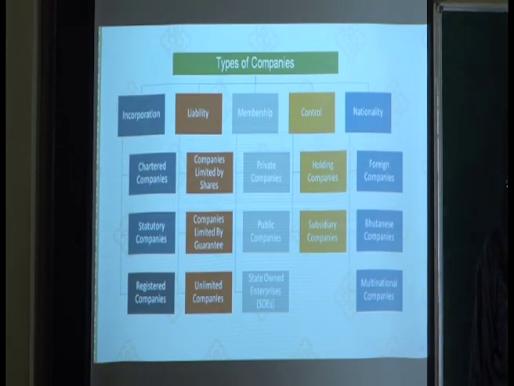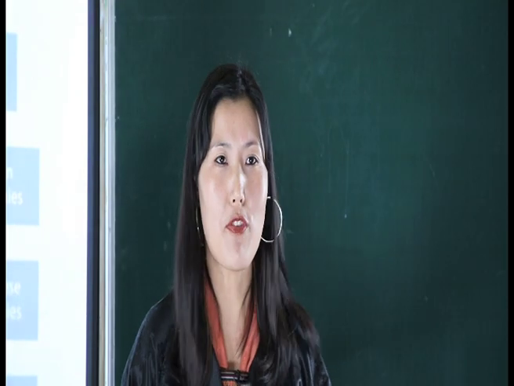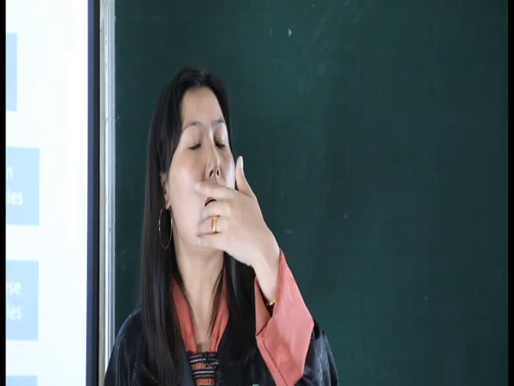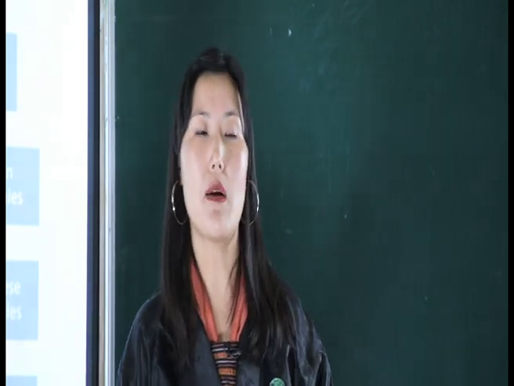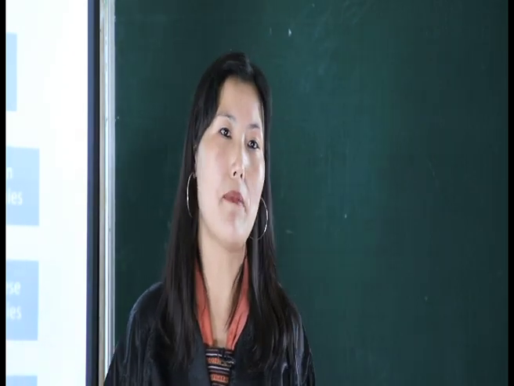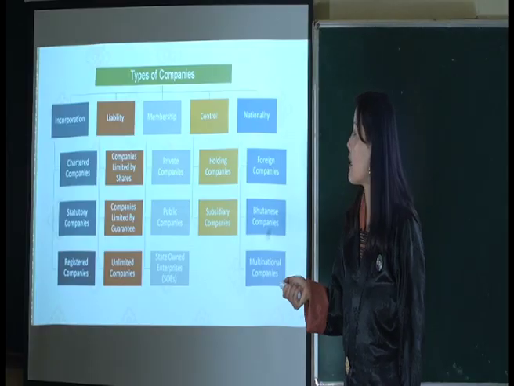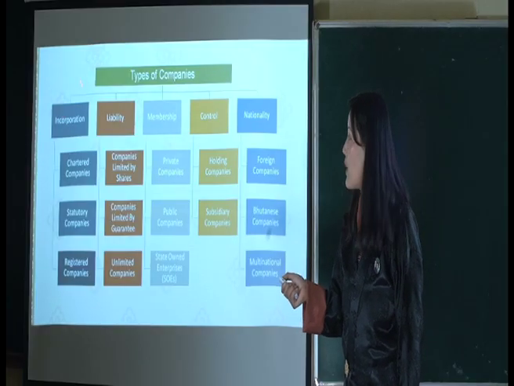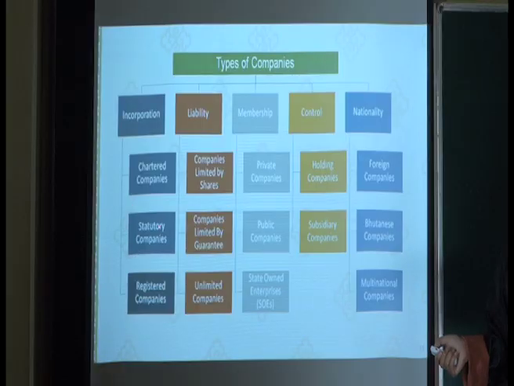Now let's continue with types of companies. You know now formation of company, isn't it? Now there are various types of companies. I will take you through one by one. First one is based on incorporation. We have chartered companies, we have statutory companies, we have registered companies.